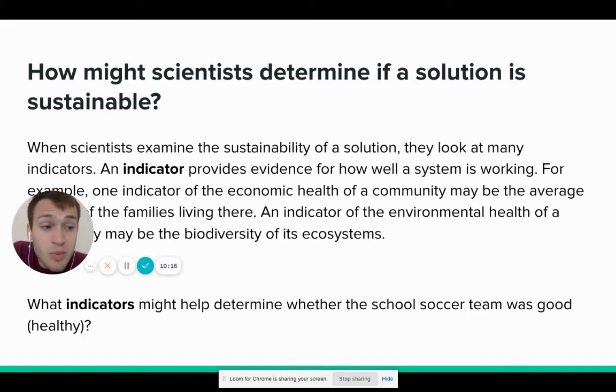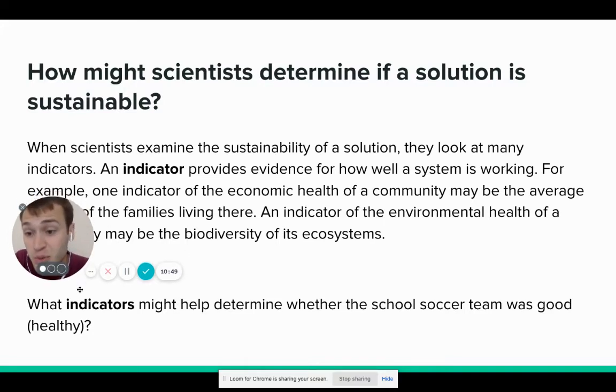Some people said, oh, like the number of goals that the team scores every game, or how many games they've won, how many championships they've won, how healthy the players are. So if players have a lot of injuries, the team's probably not going to be very good. Like how often they practice. If they practice once a day, they're probably going to be pretty good, or much better than if they only practice once a week. And so all of those things would be indicators that the school soccer team is pretty good.